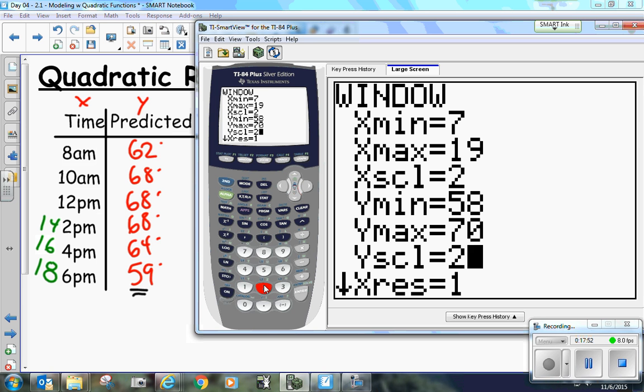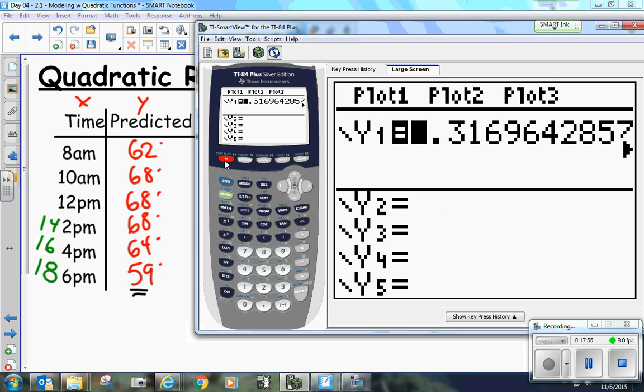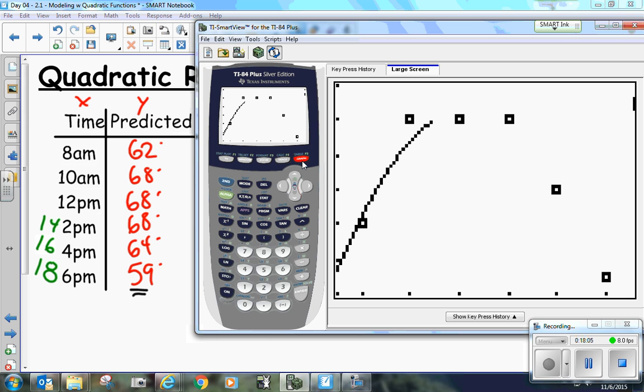Now, I'm going to do one more thing. When I go back to y equals, what am I going to do? You don't have to do this, but that gives us a good idea of the actual points compared to our regression. When we graph this, there you go. It's pretty good. Now, what do I need to find the high temperature?